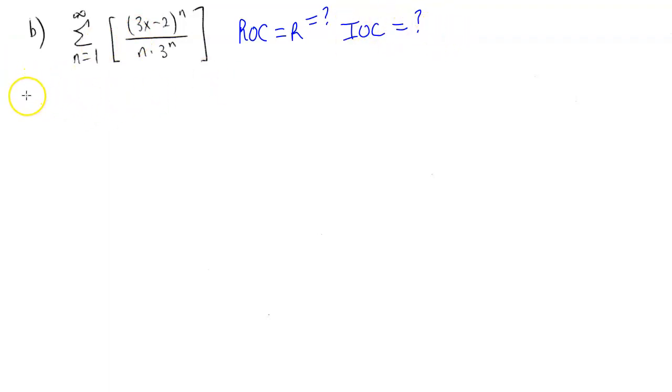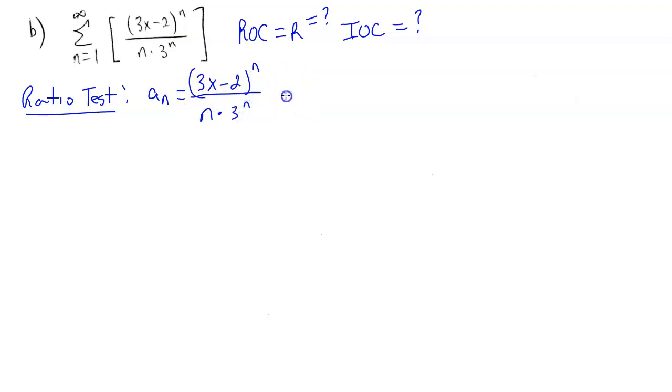So I'm just going to put ratio test here. We have our a sub n, which is 3x minus 2 raised to the n over n times 3 raised to the n. And we have a sub n plus 1. Everywhere where we see n, we replace it with n plus 1.